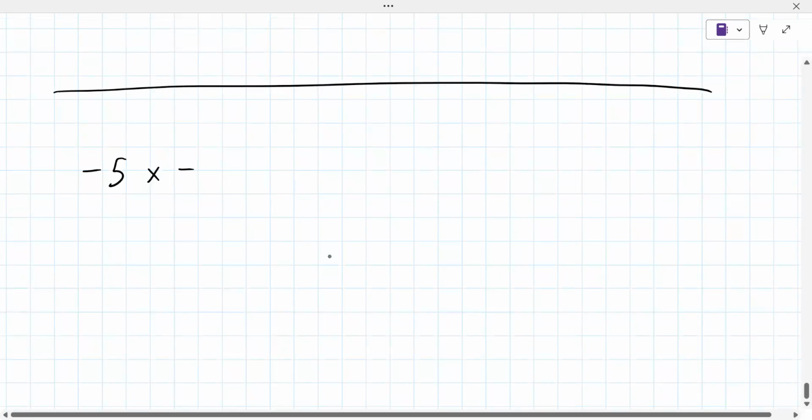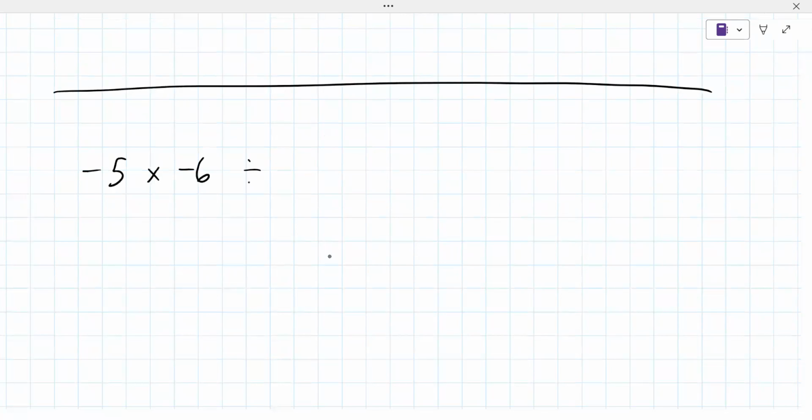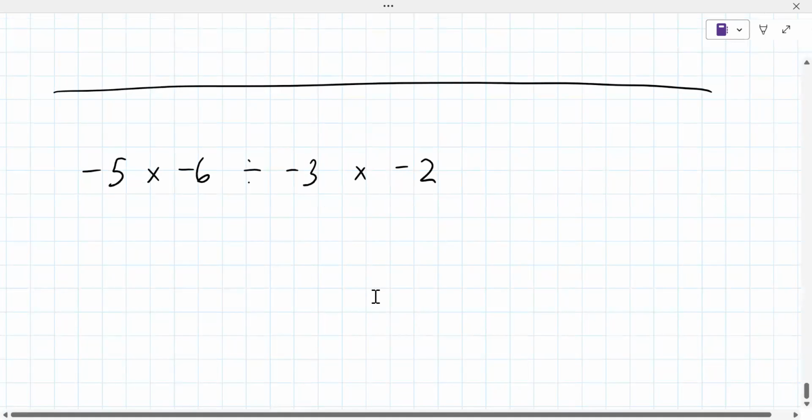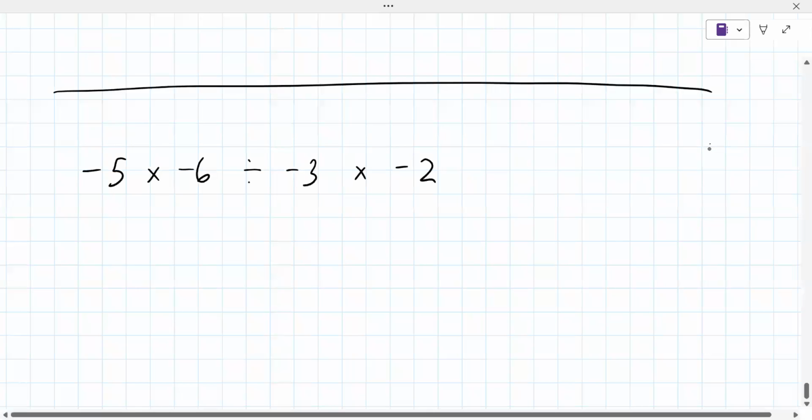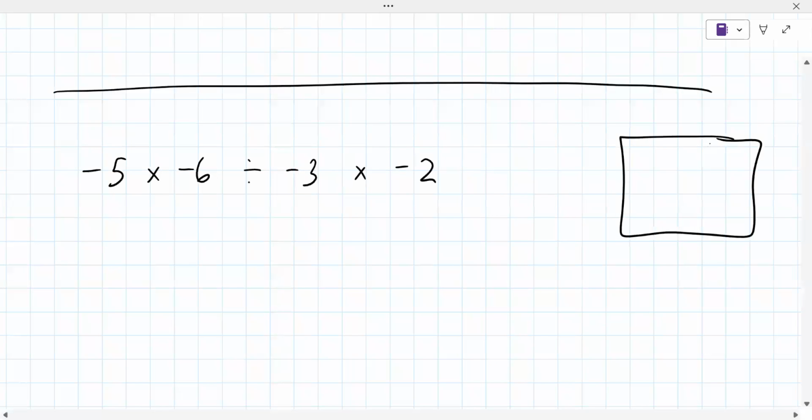Let's try another one here. -5 times -6 divided by -3 times -2. Give this one a try, please. -5 times -6, that would become a positive because there's two negatives, if I'm correct. That's correct. And then that would just be 5 times 6, which is 30. So 30 divided by 3, would that be 10? That's -3.